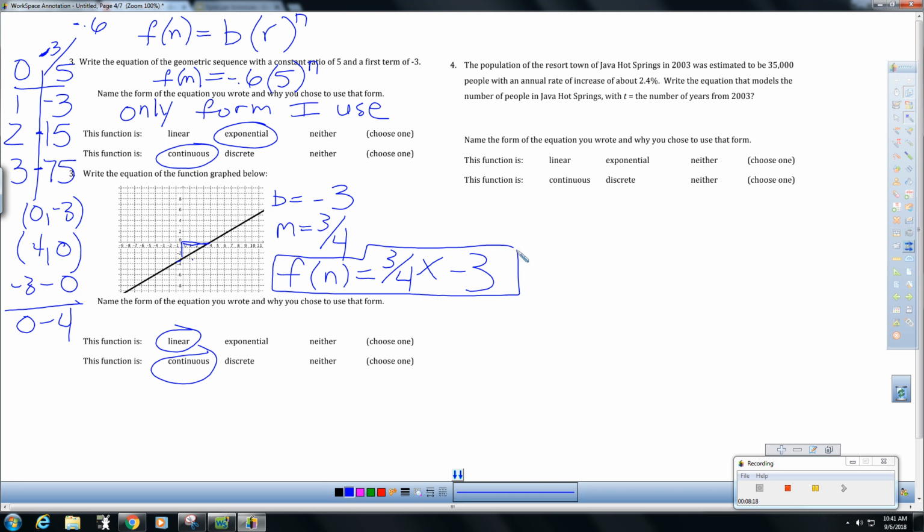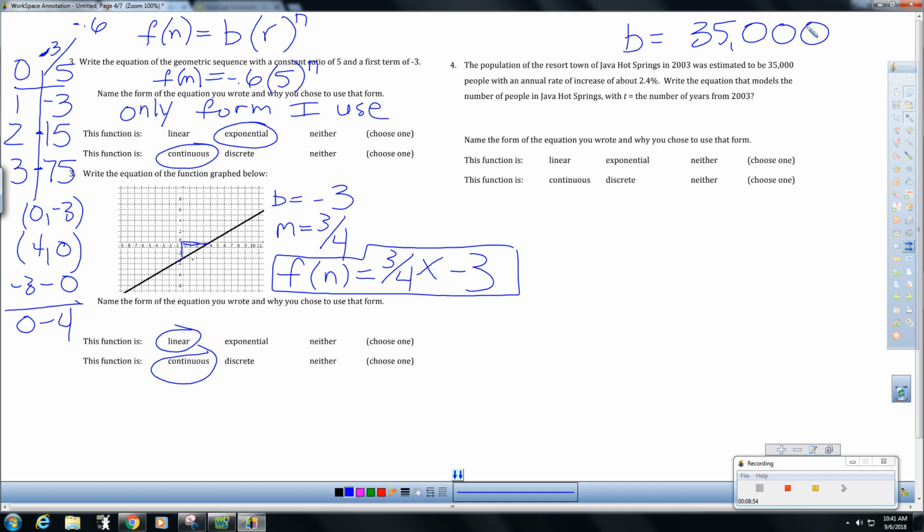Number 4. The population of the resort town, Hava Springs, was estimated to be 35,000 people, with an annual rate increase of 2.4%. Write the equation that models the number of people in T years. So we are currently at 35,000. That is our Y-intercept. That's where we're starting. So that's our B. Now, our R is not 2.4 because it's increasing by 2.4.